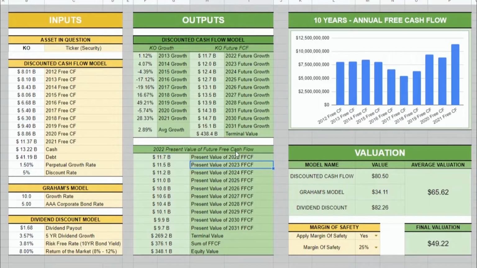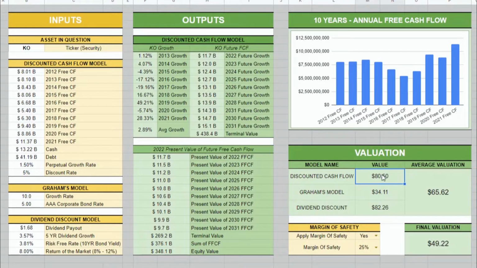But we're going to discount the 2023 figures, 12 billion. We're going to discount that to about 11.5 billion with this discount rate, coming down all the way to 2031, and the terminal value, we come to a sum of all future free cash flows, FFCF, of $376 billion, with an equity value, adding in the cash and subtracting the debt, of $348 billion.